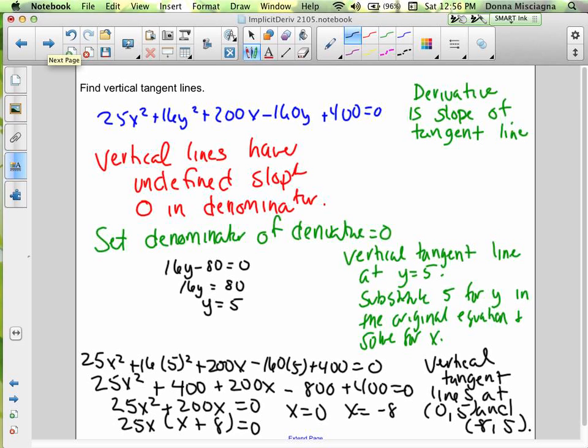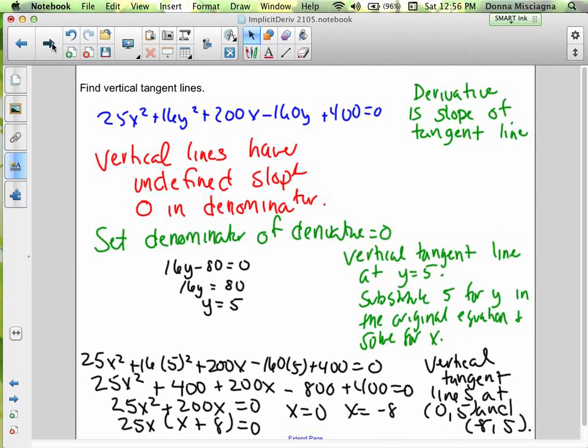We have two places with vertical tangent lines, both with horizontal tangent lines. Notice that the vertical tangent lines had the y values in common, and the horizontal tangent lines had the x values in common. And that's just because there were x's in the numerator and there were y's in the denominator. So we had to solve for x to find the horizontal tangent lines, and we had to solve for y to find the vertical tangent lines, because that just happened to be what was in each portion of that fraction. All right, so now let's go to the next page.